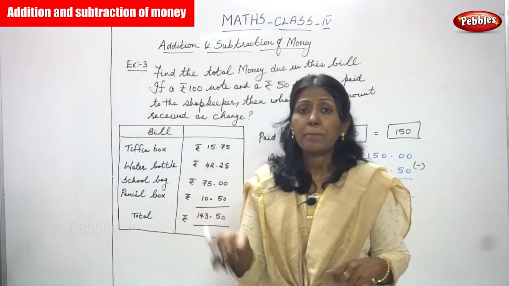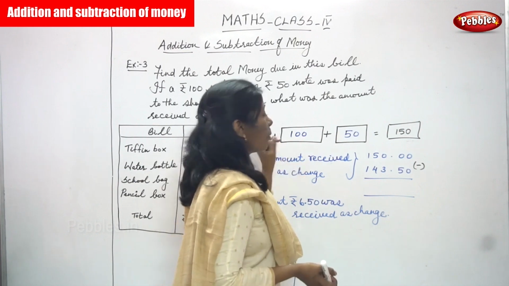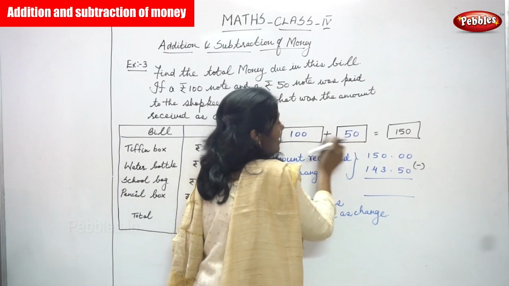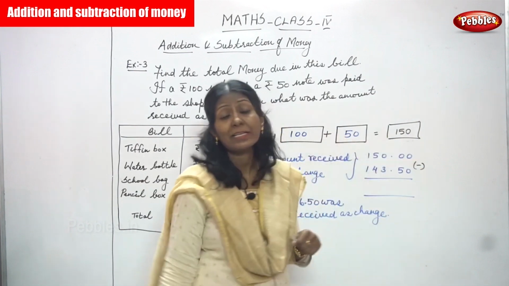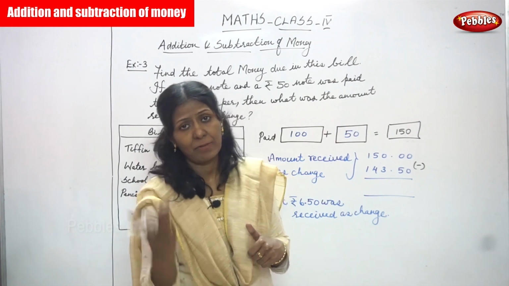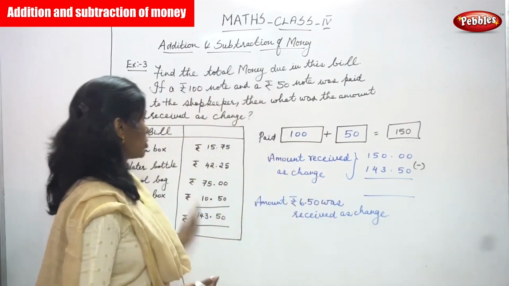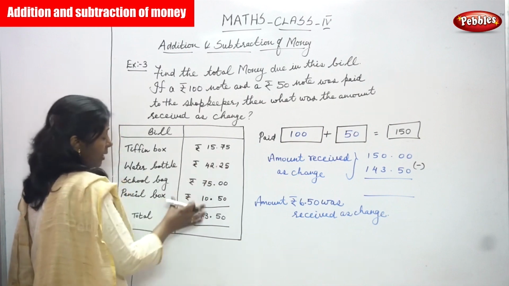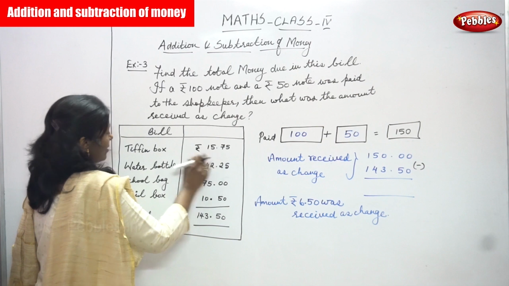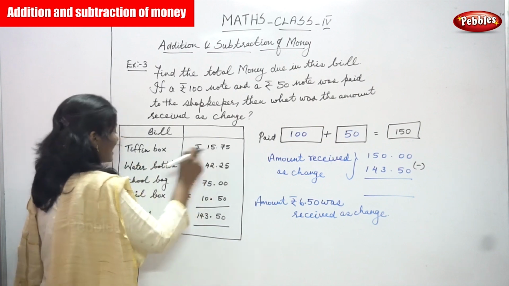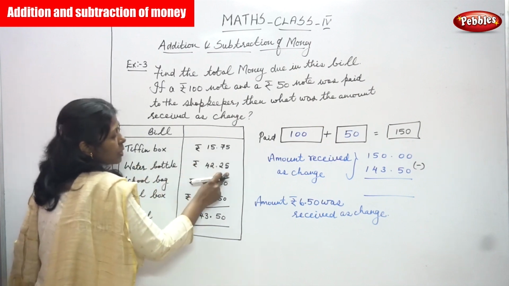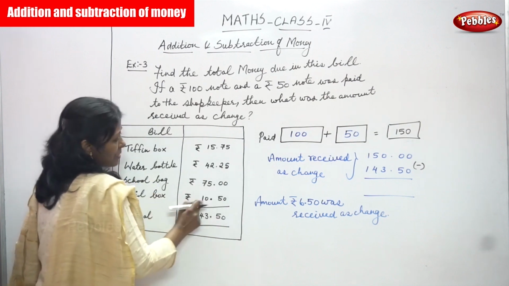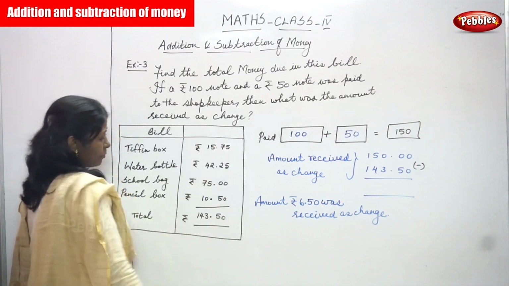He already paid a 100 rupees note and a 50 rupees note, so combined together he has given 150 rupees. First we have to check the bill amount. So now we are going to add all the things: tiffin box rupees 15.75, water bottle rupees 42.25, school bag rupees 75, and pencil box rupees 10.50. You have to add everything together.